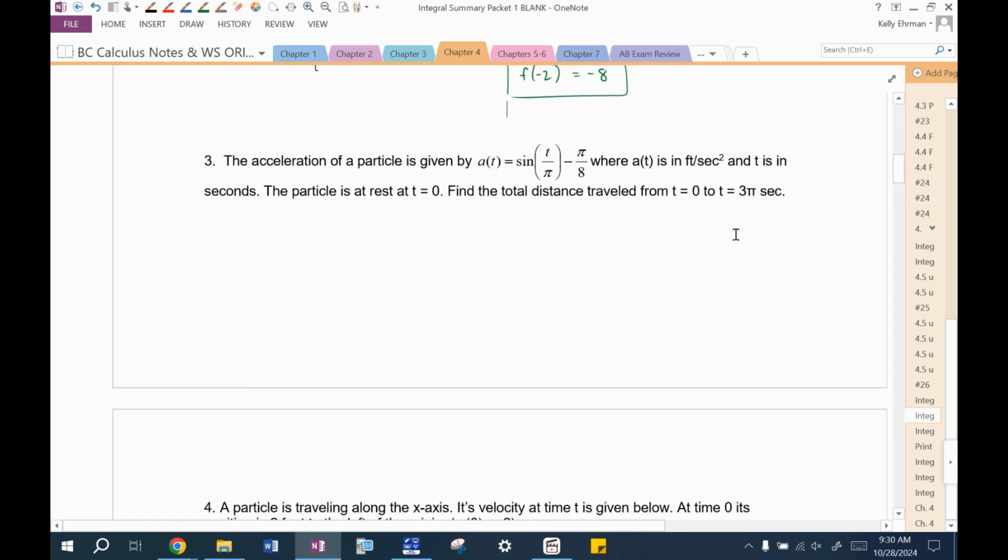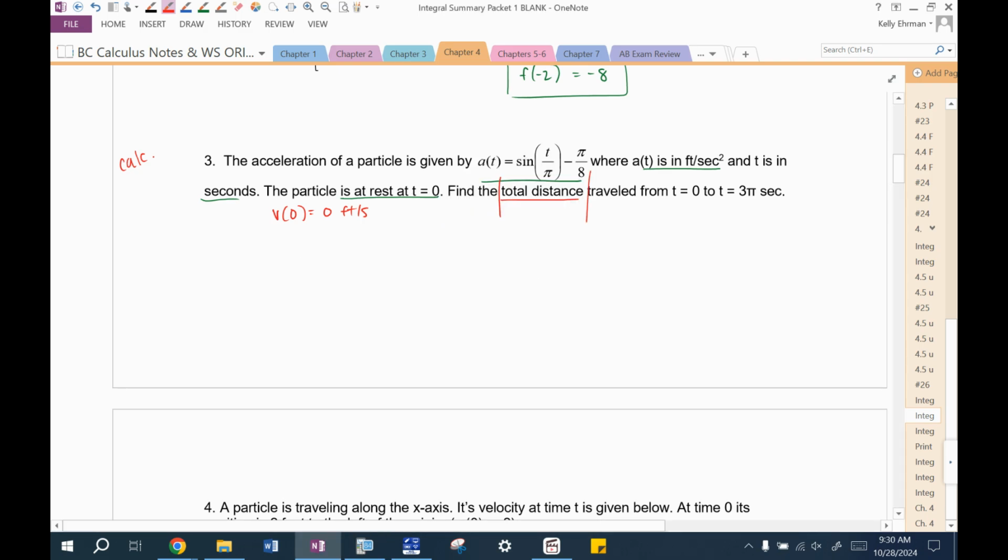The acceleration of a particle was given by this, where a of t is in feet per second squared, t is in seconds. The particle is at rest at 0. So what does at rest mean? At rest means that the velocity at 0 is equal to 0 feet per second. Find the total distance traveled from 0 to 3 pi. We're going to use a calculator for this one. So actually I need to get mine open.